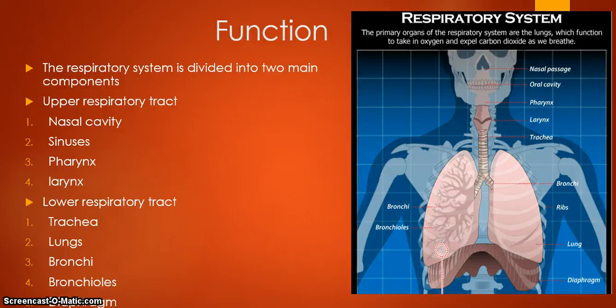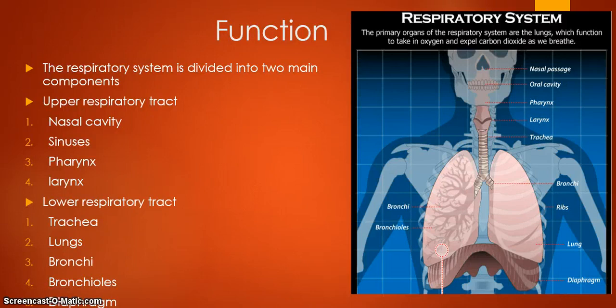The lower part is the trachea, located just below the larynx. Just below the larynx, the trachea is the main airway to the lungs. Then the lungs, together the lungs form one of the body's largest organs. They're responsible for providing oxygen to the capillaries and exhaling carbon dioxide.